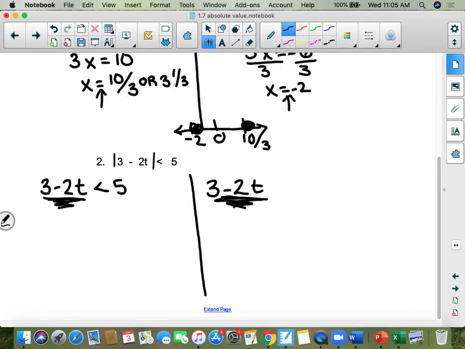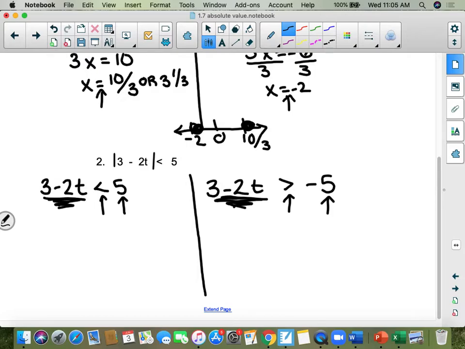Now comes the inequality. The 5 changes to a negative 5. I told you that the number on the right changes to its opposite. And the inequality also changes direction. Do you see that? This changes and this changes only.